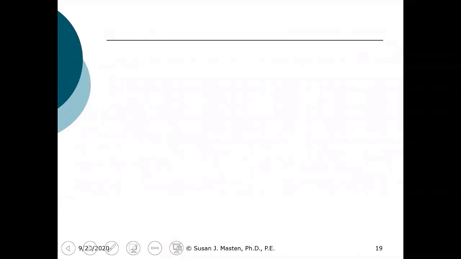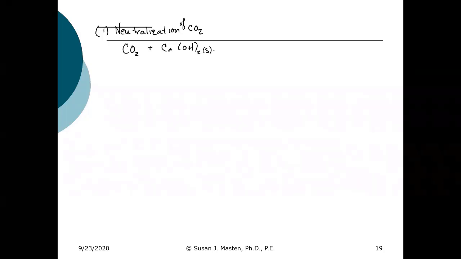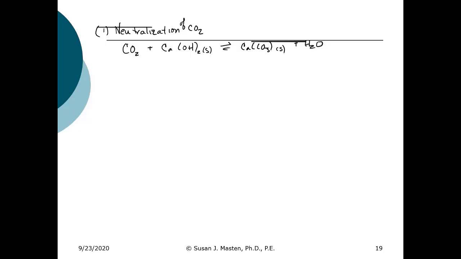So now we need to look at how much lime we need to remove. The first reaction is neutralization of CO2. That reaction is CO2 plus calcium hydroxide that we're adding, or we could write this in terms of calcium oxide, reacts to form calcium carbonate, and these are the exact same reactions on the previous slide.